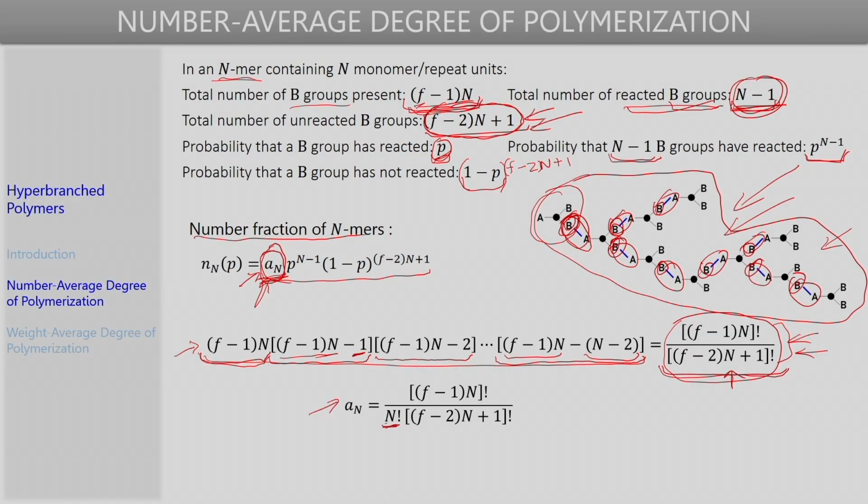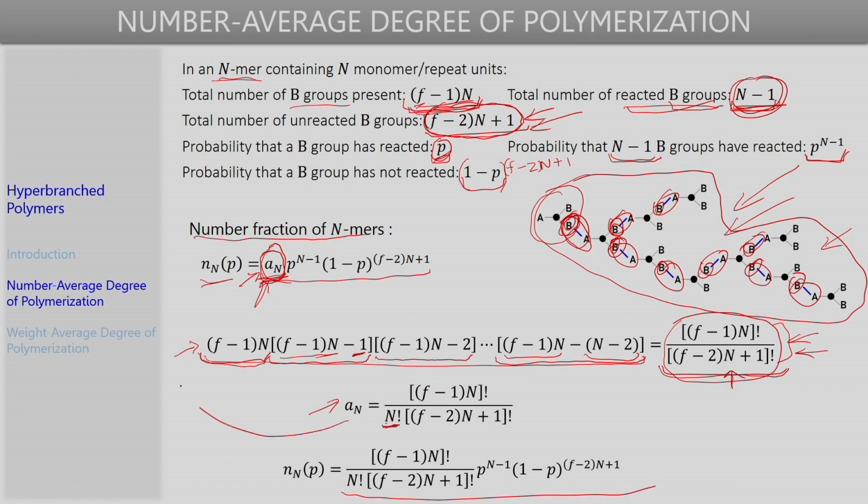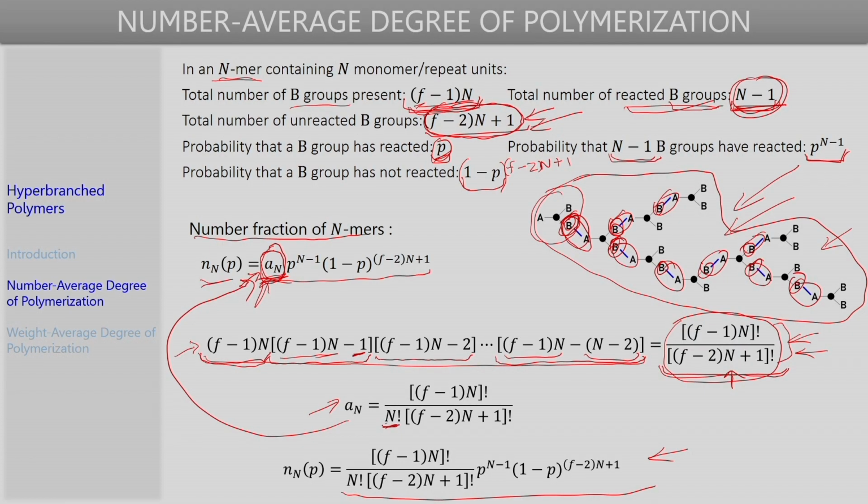So, with this expression for AN, we can write the overall expression for this number fraction of N-mers as simply this here. So, this AN we have substituted here, and this is the expression that we get. Now, starting from this expression, which is the number fraction of N-mers present at a certain point of time in the reaction mixture when the extent of reaction is P, we can next try and derive the expressions for the number average molar mass, the number average degree of polymerization and the weight average degree of polymerization. And we will see that the number average degree of polymerization expression that we get is the same as what we already obtained using another approach, but using the current approach we can get other quantities as well.